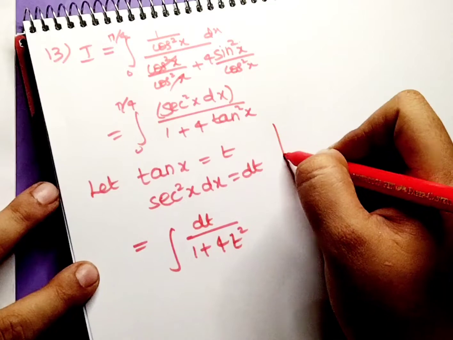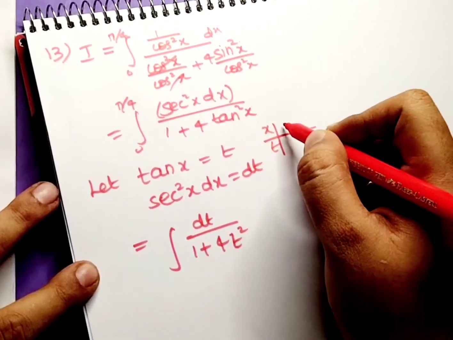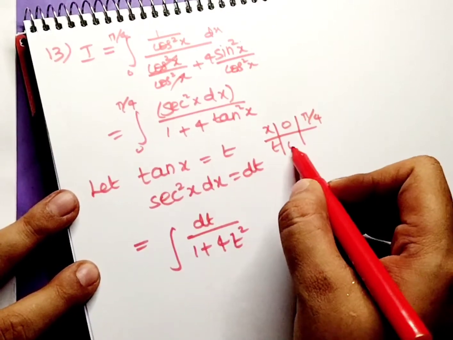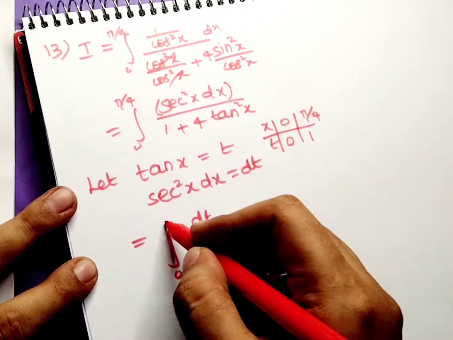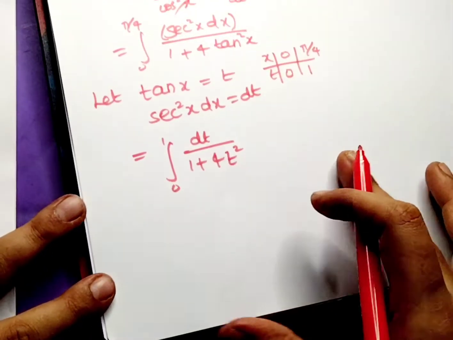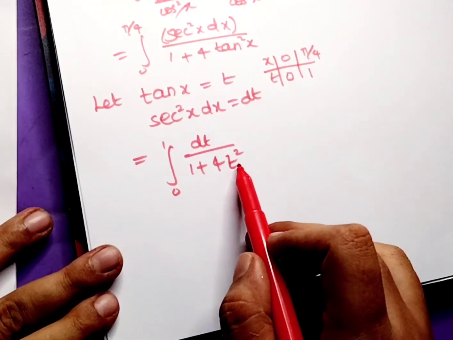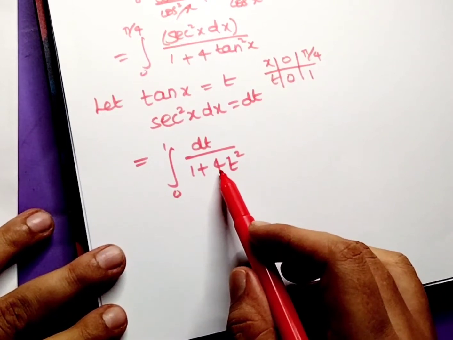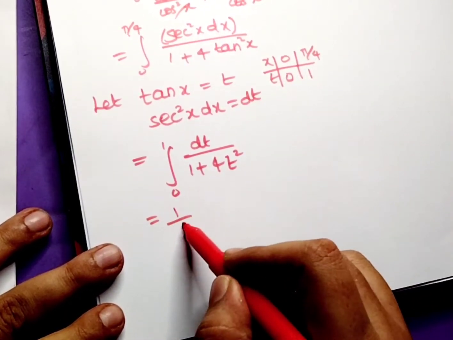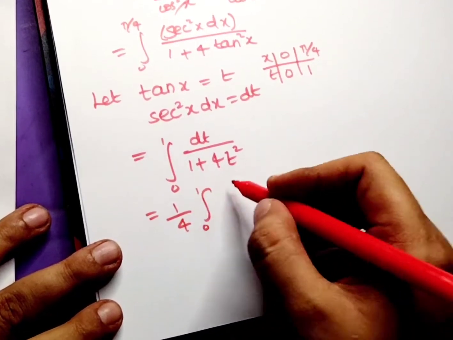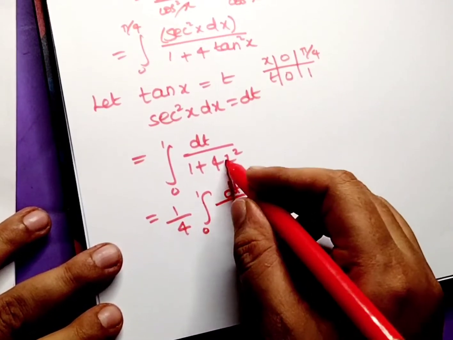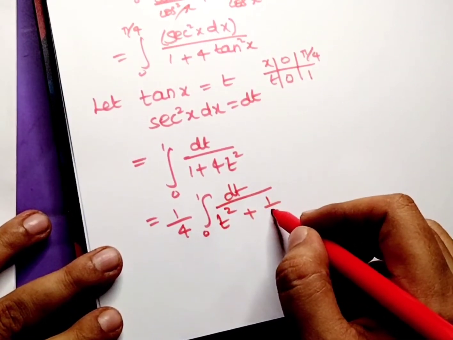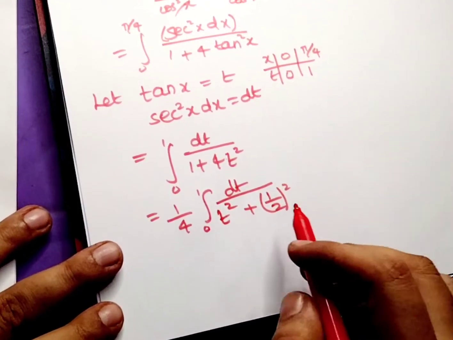You can replace the limits. So x and t: x is 0 and pi by 4. When we substitute, tan 0 is 0, tan pi by 4 is 1. So this is 0 to 1. So here in the denominator it is of the form x square plus a square format, isn't it? But we have the coefficient 4. We will take that out. So 1 by 4 outside the integral. So dt by 4 t square, we have taken 4 as common. So t square plus 1 by 4, or we can write it as 1 by 2 the whole square.